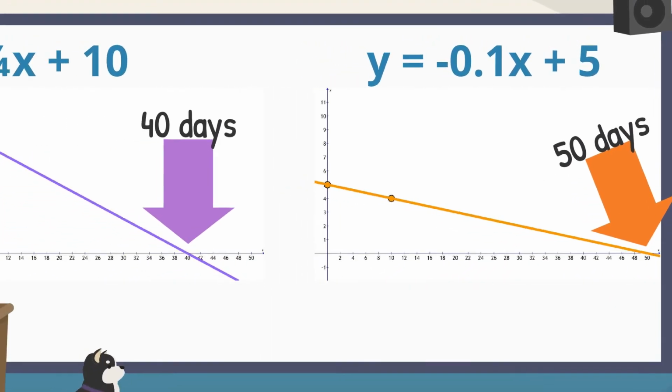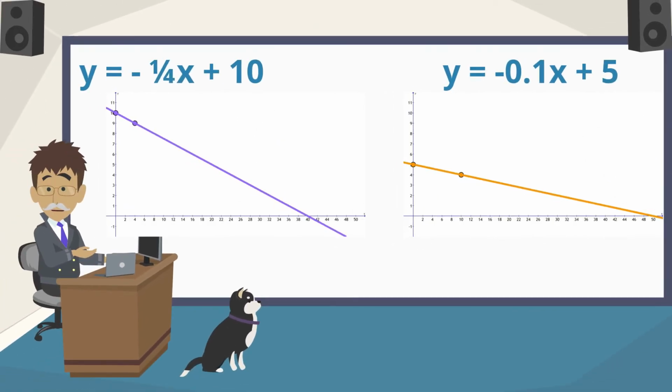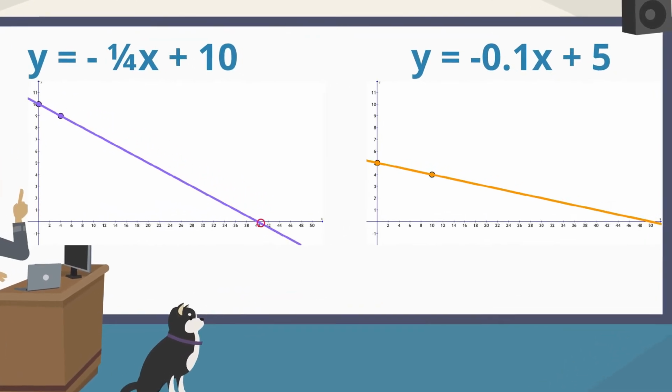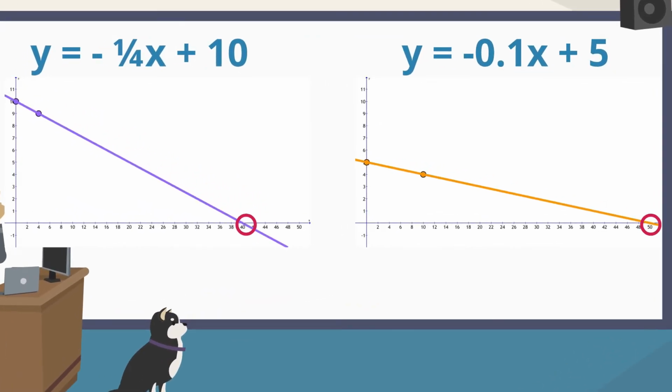From the functions, I know a few things. The y-intercept of both functions represents the bag when full, either 10 pounds or 5 kilograms. Both slopes are negative because the amount of kibble in each bag decreases over time. Also, the absolute value of each slope is the unit rate, the amount of kibble eaten per day. From the graphs, I can read the x-intercepts, which represents the day when the bag is empty.